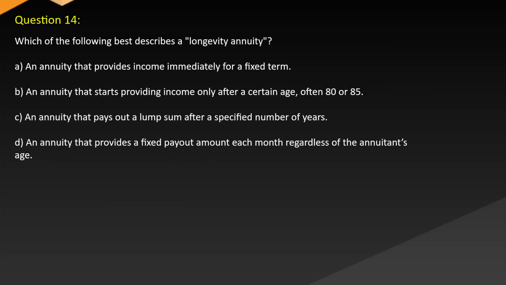Question 14. Which of the following best describes a longevity annuity? A. An annuity that provides income immediately for a fixed term. B. An annuity that starts providing income only after a certain age, often 80 or 85. C. An annuity that pays out a lump sum after a specified number of years. D. An annuity that provides a fixed payout amount each month, regardless of the annuitant's age.